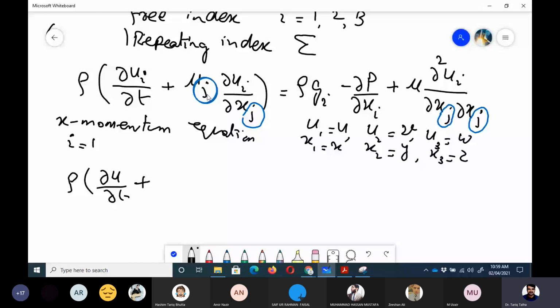So if I write u here, it would be u1. u1 is u. Then again i is 1, so that's why I am going to write u here, and then x1 is x, so partial x. Now, because there is a summation from j is equal to 1 to 3, it means from this term we would have 3 terms. So the second term, u2 is v. Then again i is equal to 1, because we are talking about the x momentum equation, so that is partial u, and then x2 is y, so partial y.